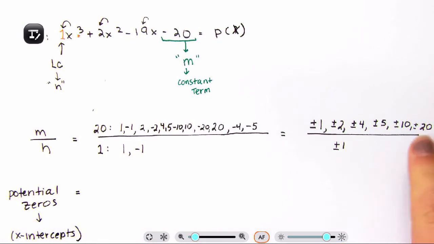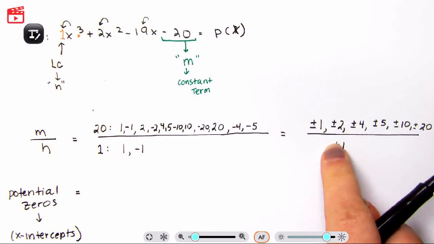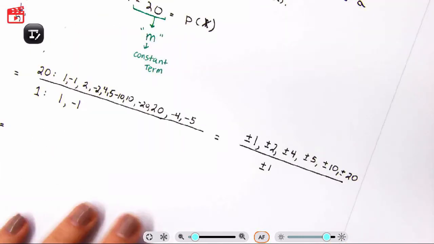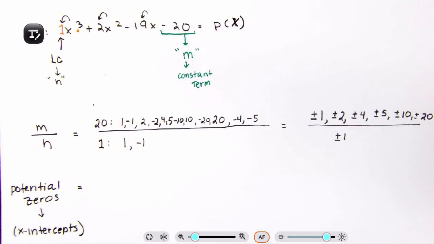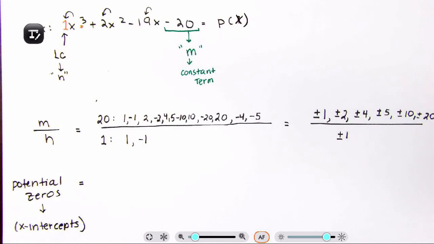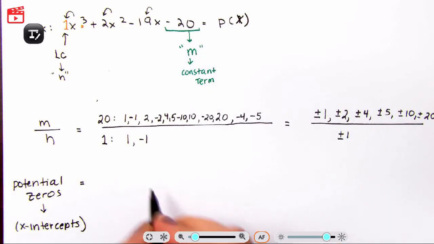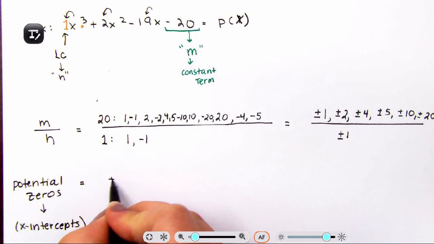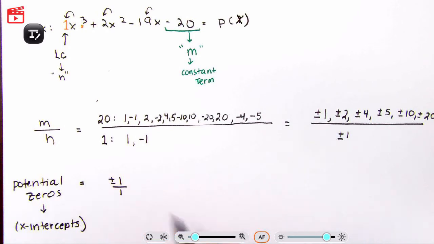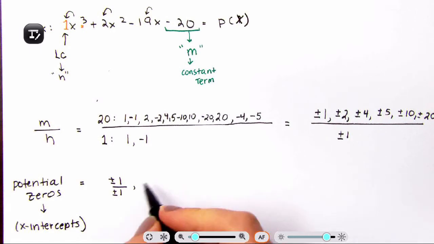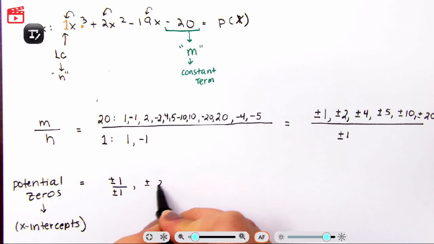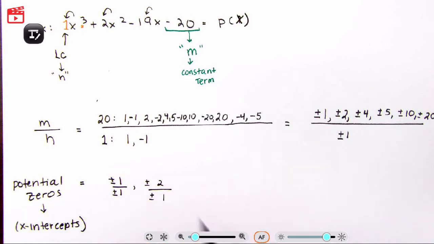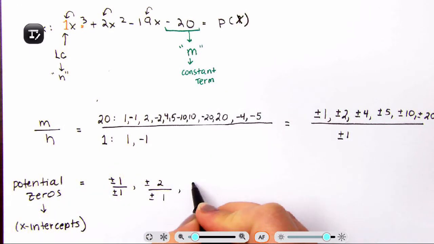Now, how does it look? I have a bunch of numerators up top separated by commas, and I have 1. So this is where the fun really truly begins. What happens is you need to create all of those. So I'm going to say I have plus or minus 1 divided by 1. I have plus or minus 1. I have plus or minus 2 divided by plus or minus 1. So I'm basically creating all of these fractions.